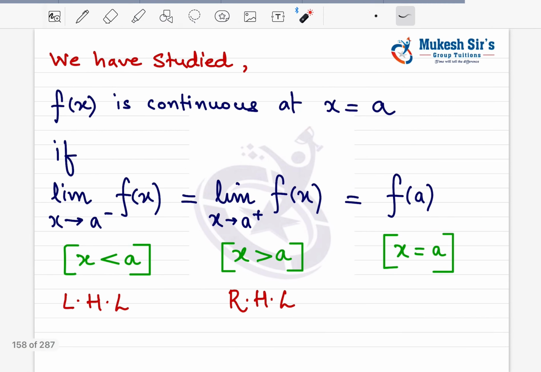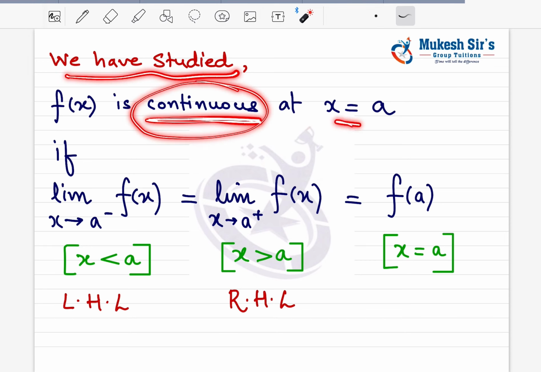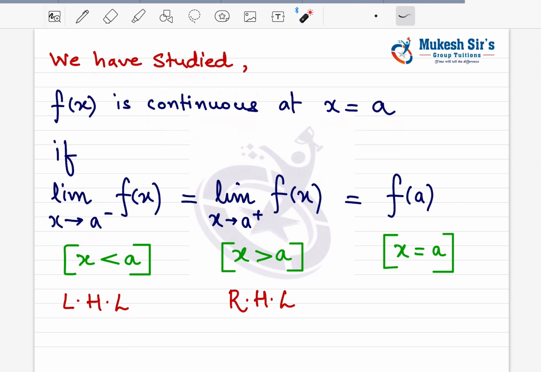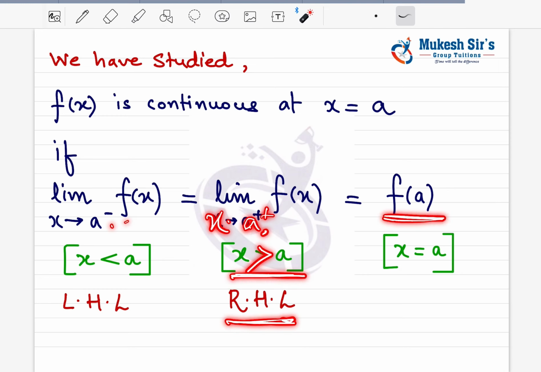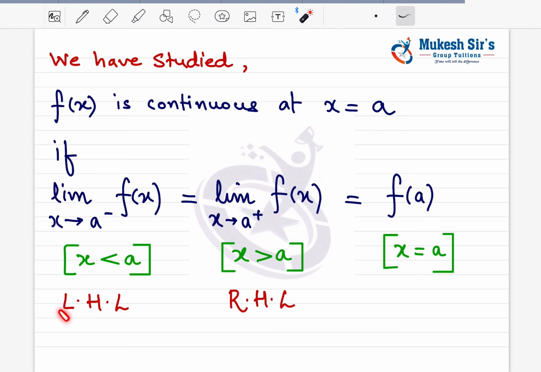Okay, now let's solve a question, but before that, we started continuity. A function is continuous at x equal to a when the left hand limit is equal to the right hand limit is equal to f of a. So function is continuous at x equal to a if limit x tends to a minus f of x, the value of the function when x is less than a, that's called left hand limit, should be equal to limit x tends to a plus f of x, the right hand limit when x is greater than a. And if these two values are equal, then you can check f of a. f of a is the value of the function when x is equal to a. If all three values are equal, then the function is said to be continuous. Clear?